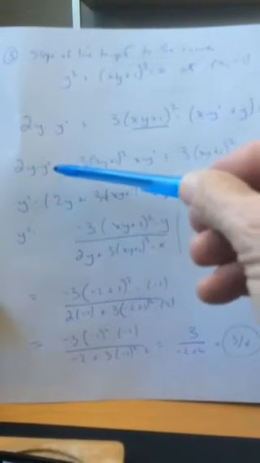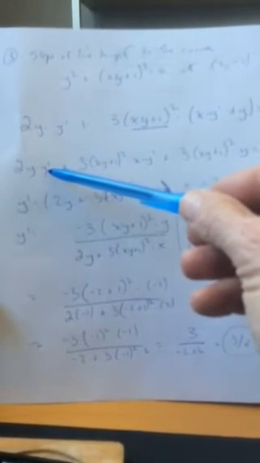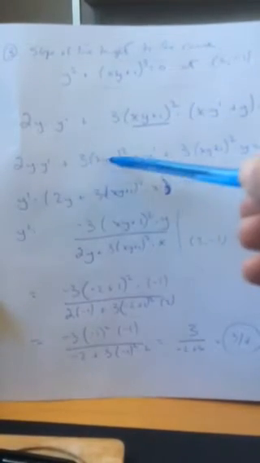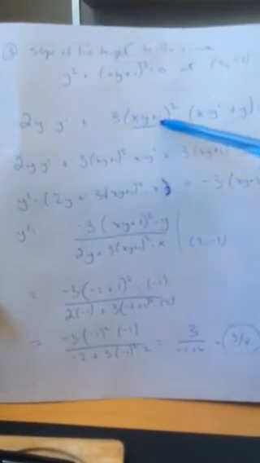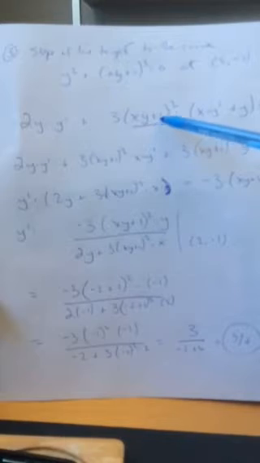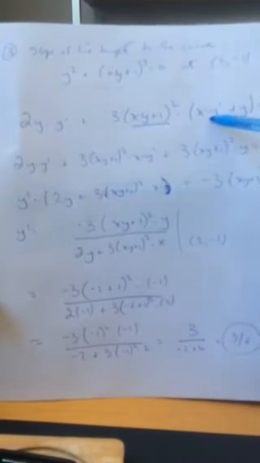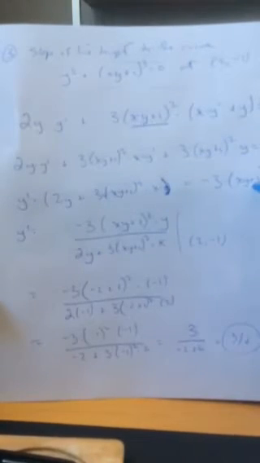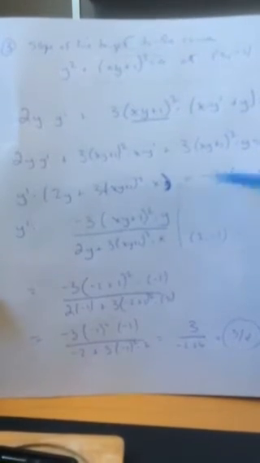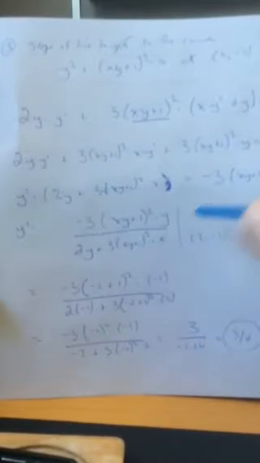Now, you need to collect the terms that are multiplied by y prime. It gets a little messy, but all I did here was distribute the 3xy plus 1 squared times xy prime, and then that times y. Move this term to the right, and then collect these terms and divide.